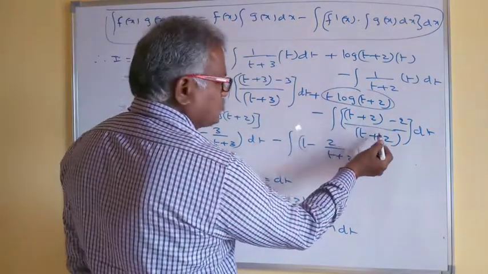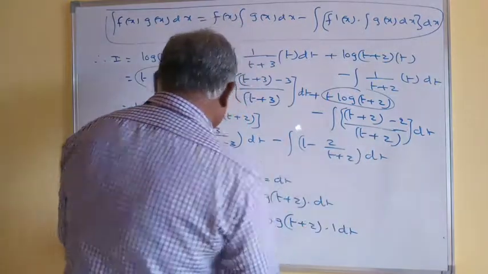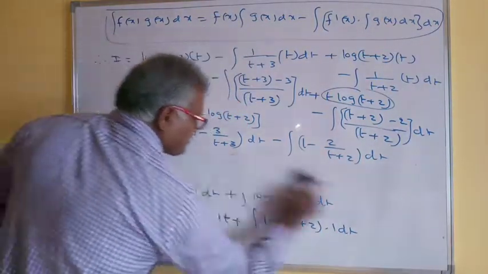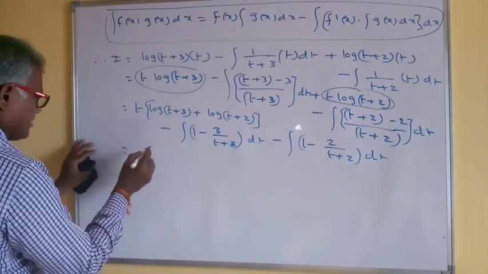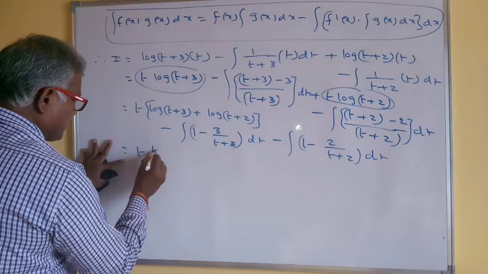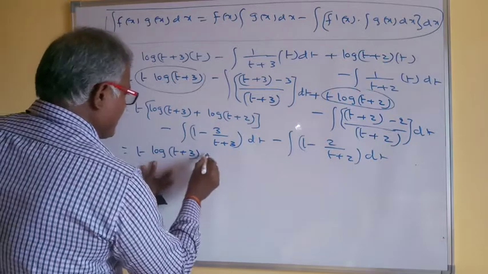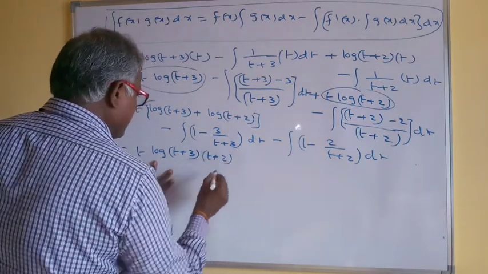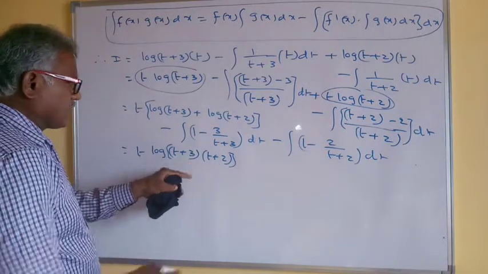Here t plus 2 by t plus 2 gives 1, 1 minus 2 by... So you see here t into log m plus log n is log mn. So log t plus 3 into t plus 2. Okay, log m plus log n is log mn.